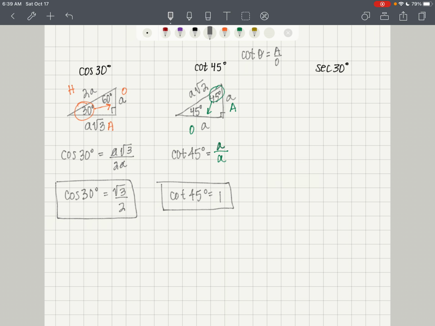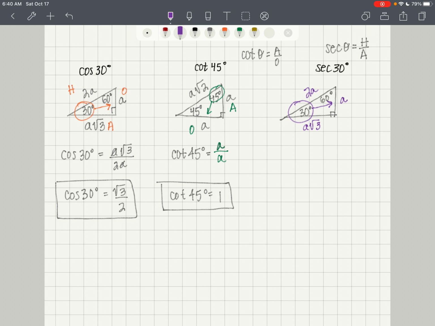Then we have the secant of 30 degrees. Secant goes with cosine, and cosine is adjacent over hypotenuse. So this will be hypotenuse over adjacent. I draw the 30, 60, 90. I'm going to circle the 30-degree angle. The opposite side is A. The adjacent side is A times the square root of 3. And the hypotenuse is 2A.